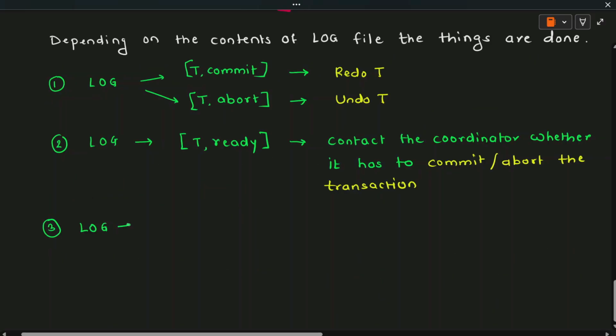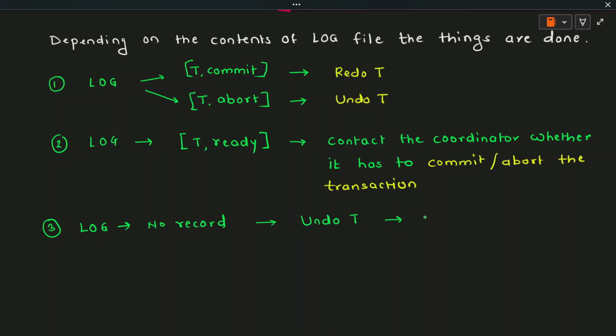In the third case, the log file might be empty. There is no record inside the log file. It means that the site failed before voting. So the participating site will run undo and will abort the transaction. In this case, the participating site will run undo and will lead to aborting the transaction. So this is how things happen when the participating site recovers from the failure.